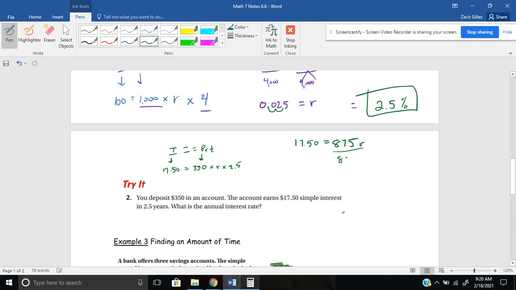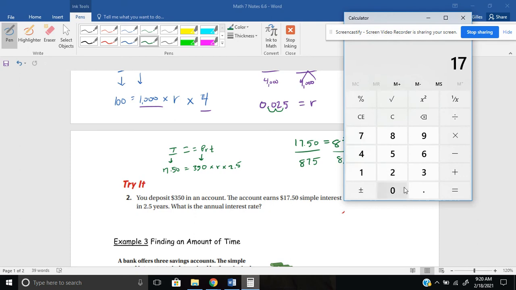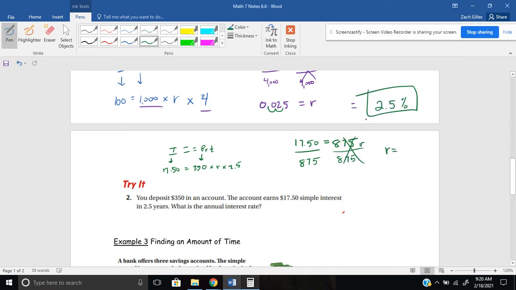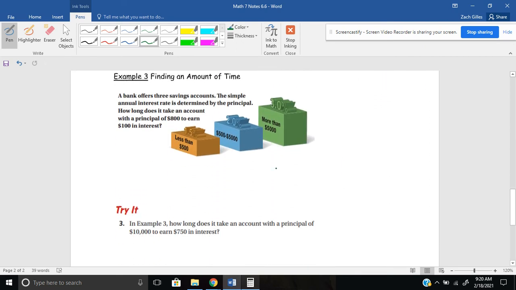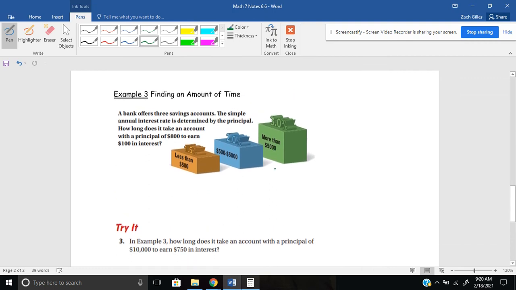And then I just need to divide by 875 on both sides. And R will equal 1750 divided by 875, which gives me a total of 0.02. And if I move my decimal 2 spots, that gives me 2%. If you have questions on that one, please let me know and I'll be glad to help you out. Last example here. Oh, actually we got 2 more.